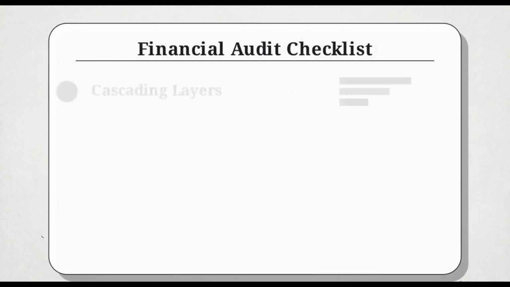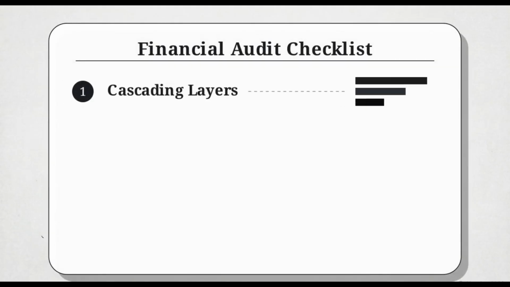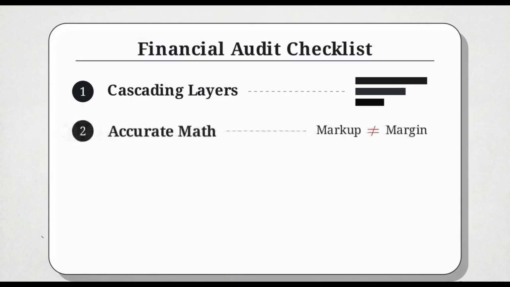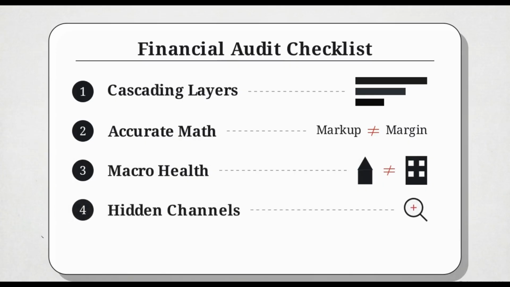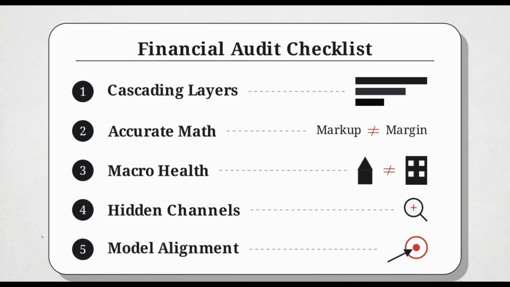First, profit cascades in gross, operating, and net layers. Second, markup is not margin. Third, per-job numbers do not equal whole business health. Fourth, volume models hide their margin in upgrades and rebates. And fifth, you must match your margin strategy strictly to your business segment.